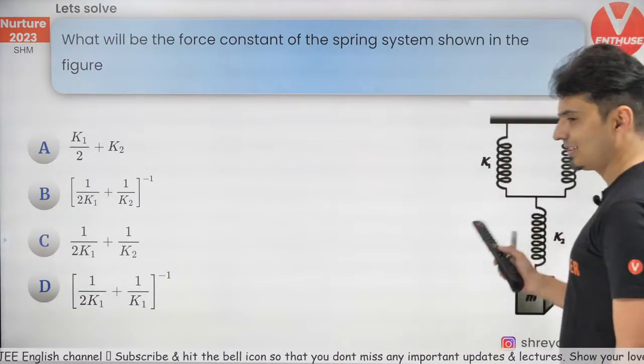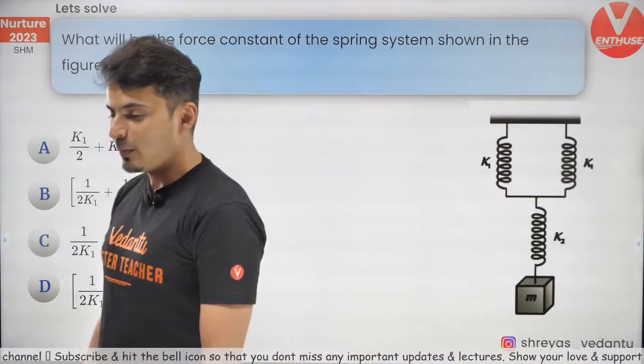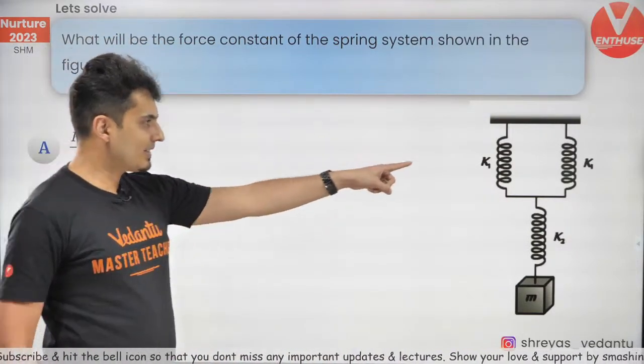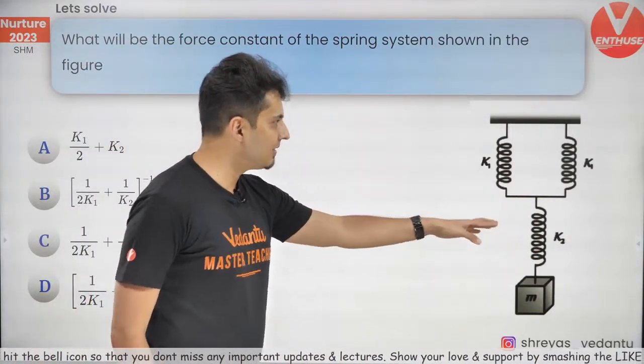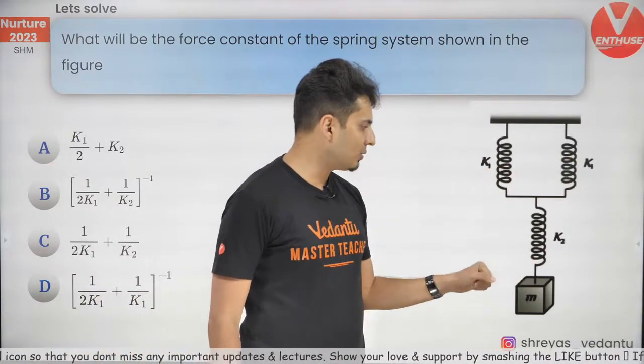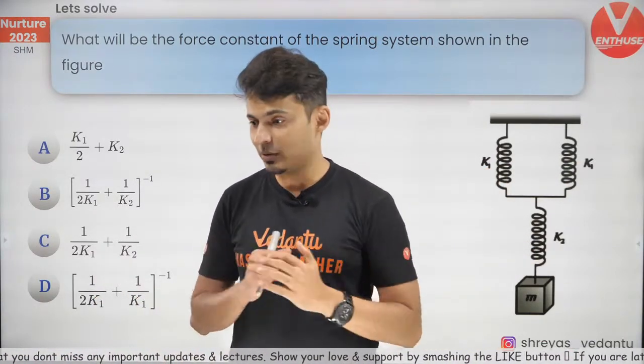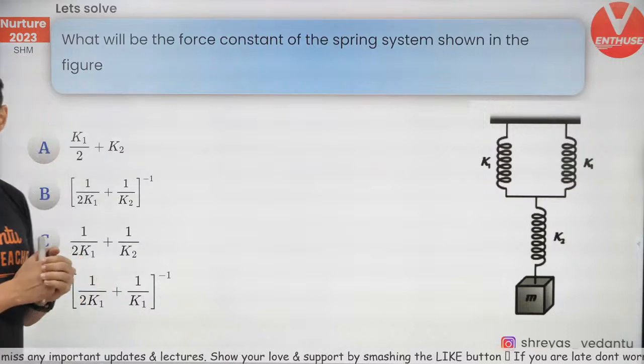Okay, moving on to this question. Let's see how many of you can get this. Two springs are here and the third spring is here. So this is K1, this is K1, this is K2. What would be the equivalent spring constant? Let's see how to do this.